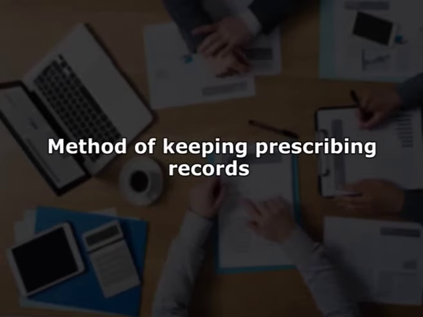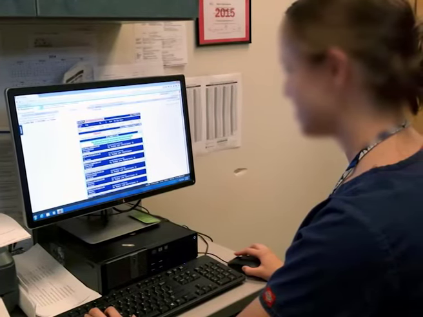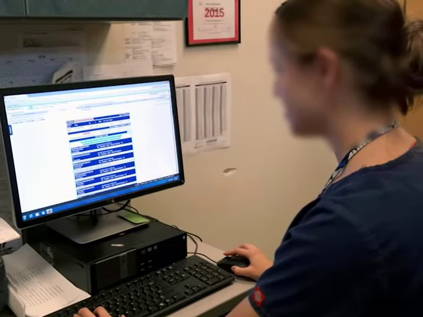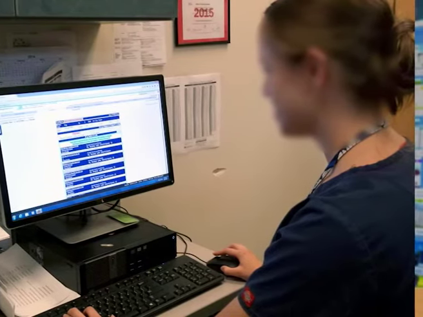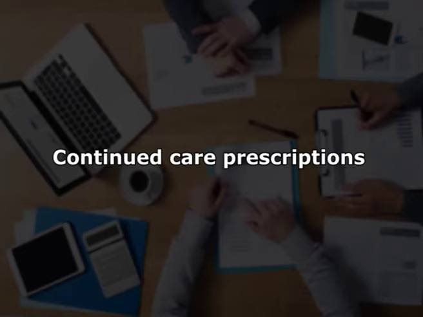Method of keeping prescribing records. The information required by subsection 1 may be recorded and retained in a readily retrievable manner, electronically or in written form. Continued care prescription. Prescribing record not required. This is concern about the possibility that this may include everyday recommendations by pharmacist. This should be specifically included as excessive documentation may actually do more harm than good.